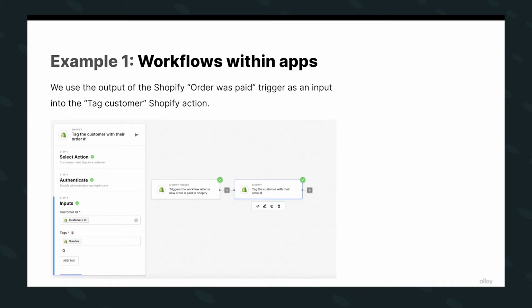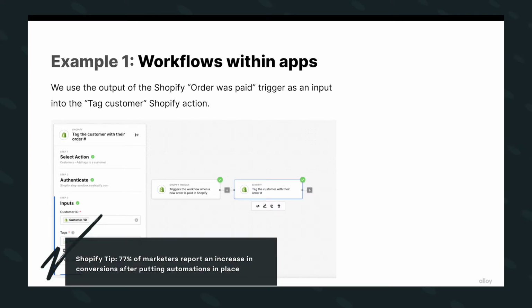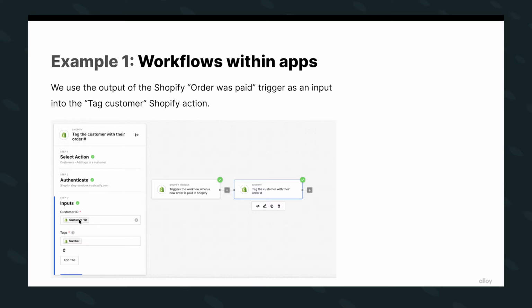Workflows within apps: you actually don't have to connect two different apps to use an automation tool like Alloy. In this example, when an order is placed in Shopify, we want to tag the customer with their order number, also in Shopify. As you can see, there are what we call variables that we're inserting, bringing from the Shopify trigger, like the data we get back when an order is placed, and then putting that into the customer. This is what allows you to have data being passed from one app to another through the concept of what we call variables.